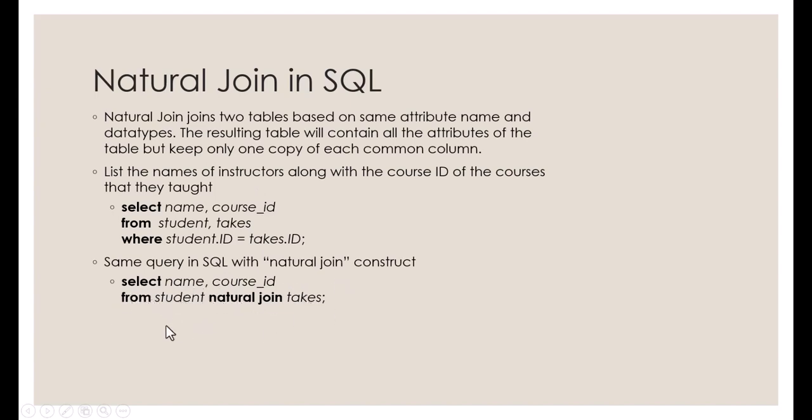takes. So this is only possible because the ID attribute is the same name, so ID appears in student as well as takes. If this had been student.sid and then takes.ID, then this wouldn't work. But this natural join works because these attributes have the exact same name.